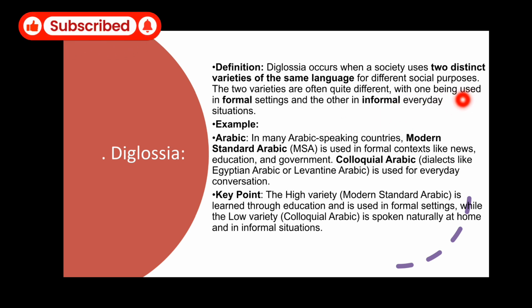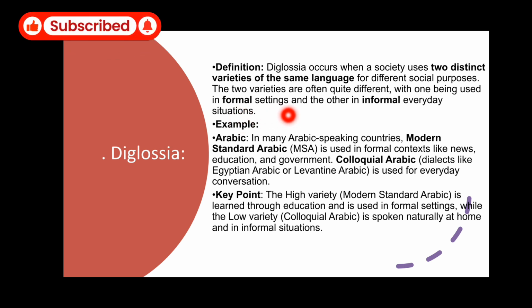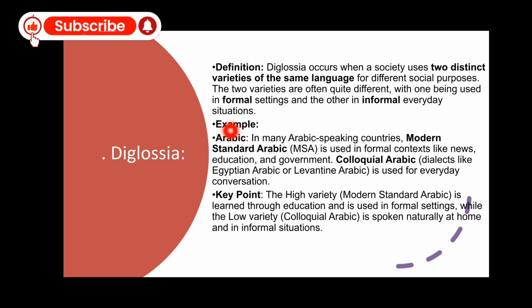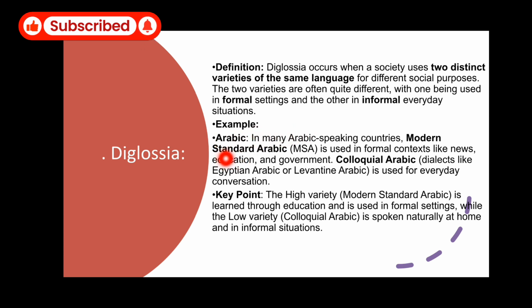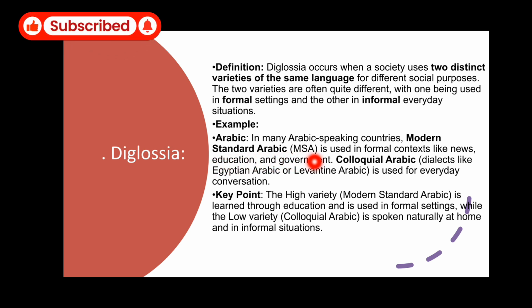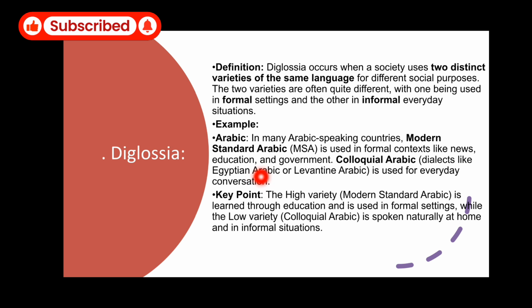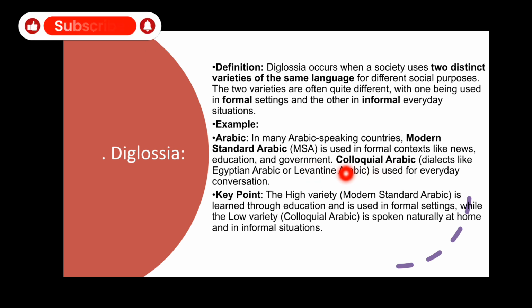So one is used for what? For formal settings, education, public speaking, media, etc. And one is used in informal and everyday situations. For example, we have the example of Arabic-speaking countries. In many Arabic-speaking countries, Modern Standard Arabic, MSA, is used in formal contexts like news, education, and government. And it is understandable to all of them, right? And then we have colloquial Arabic.